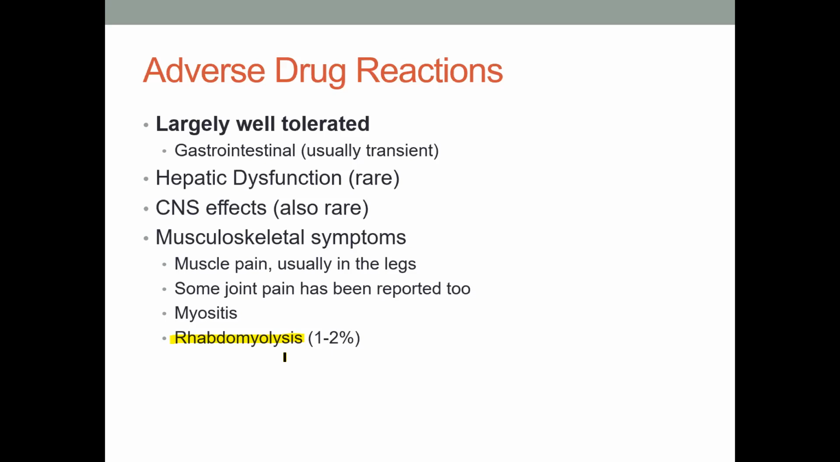Another sign of rhabdomyolysis is the enzyme creatine kinase in the blood. Large levels of creatine kinase in the blood indicate rhabdomyolysis. If you start to get rhabdomyolysis, you need to get off the drug immediately.